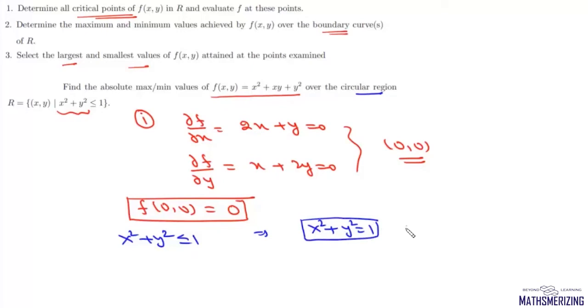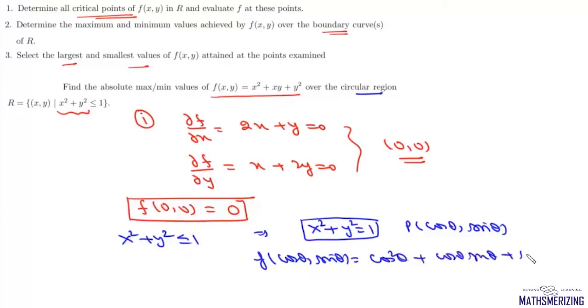Now we know that any point on a circle, we can take this point as a cos theta and a sin theta, where a is the radius of the circle. Radius is 1. So we can take this point as cos theta comma sin theta. So we can write f of cos theta comma sin theta as cos square theta plus cos theta sin theta plus sin square theta. Now sin square theta plus cos square theta will be 1, and then if we multiply and divide the middle term by 2, we can write this as 1 plus 1 by 2 sin 2 theta.